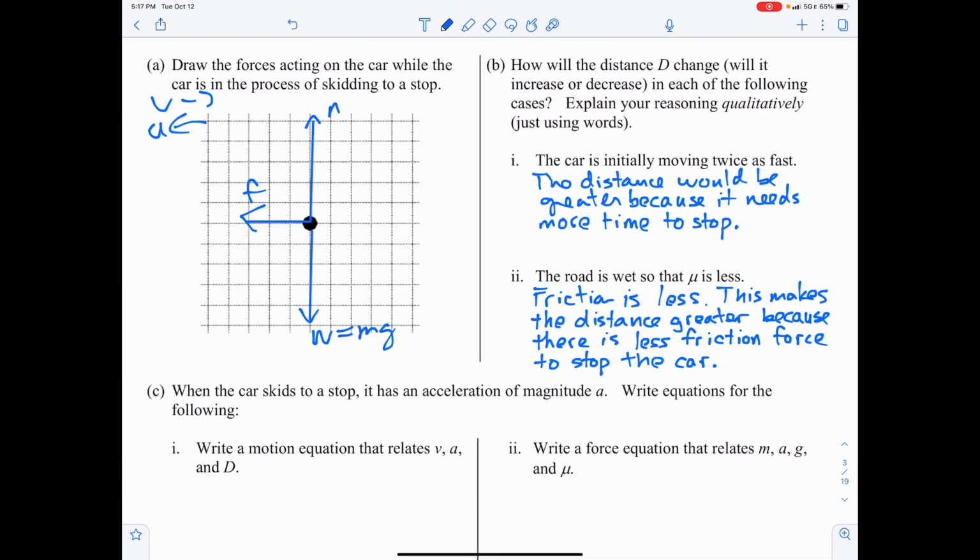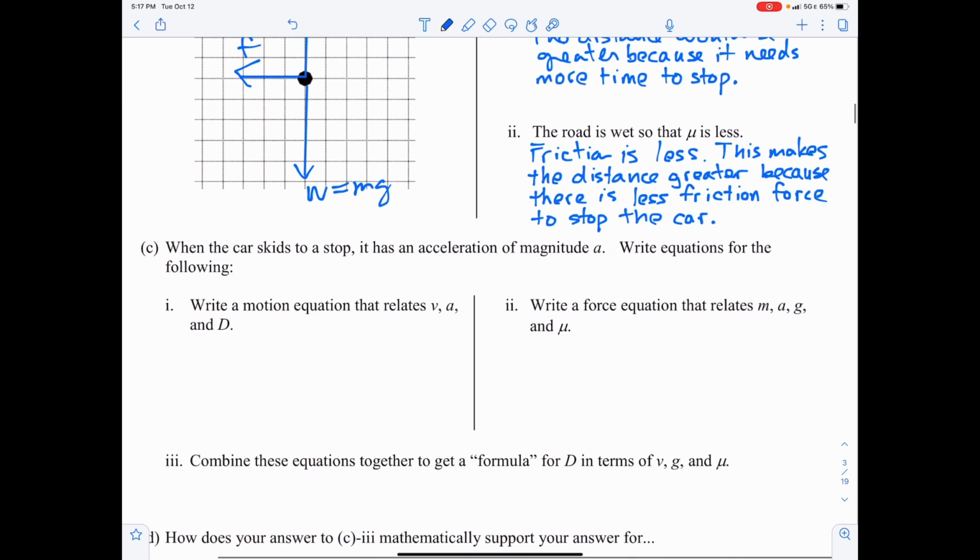Part C. When the car skids to a stop, it has an acceleration of magnitude A. Now, we know it's negative acceleration because you're moving forward but slowing down as you come to a stop. But the magnitude of that acceleration is A. Write the equations for the following. C1. Write an equation of motion that relates V, A, and D.